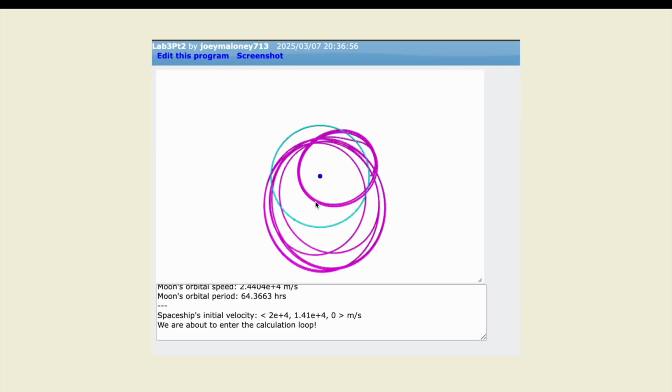Once we do that, we come to this picture, which is after our calculation loop, where we find this rotation. It's not a perfect figure 8 due to not having the exact velocities, but if we had the exact velocity, we would see a perfect figure 8 rotating around the moon and the planet.